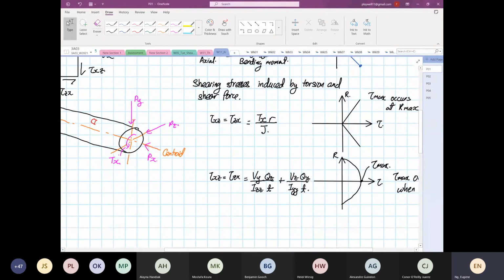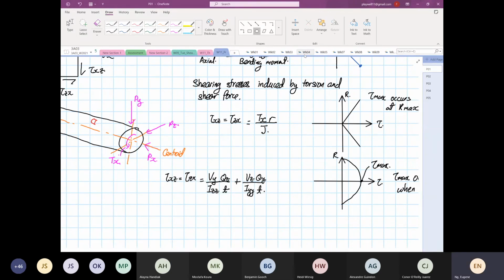In context, I'm going to shift this a bit. So this is our shaft. If it's due to Vy, over here the shear will be 0, then it will be max, and coming down to here is 0. And then Vy again.